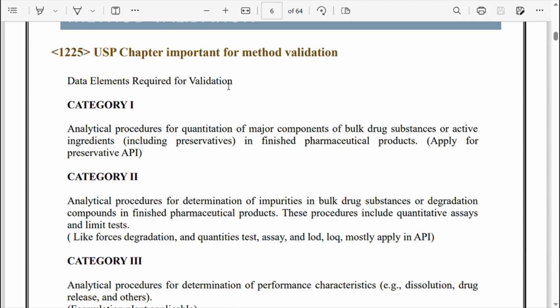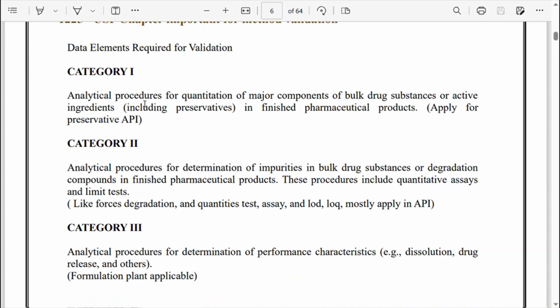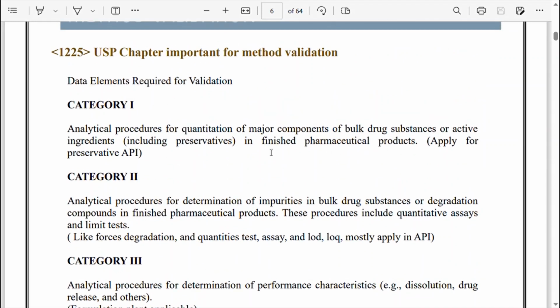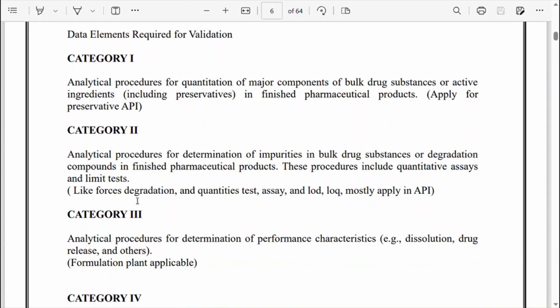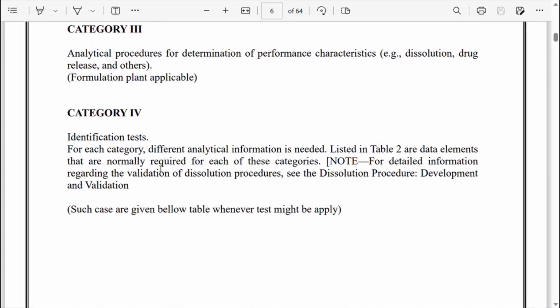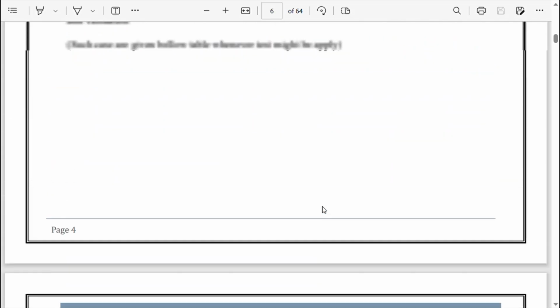Data elements required for validation. Generally, we will discuss four categories. Category 1 is generally applied for preservative API. Category 2: degradation products and quantitative tests, assay, LOD, LOQ, mostly applied for API. Category 3 applies to formulation. Category 4: in such cases, the table below shows which tests might be applied here.